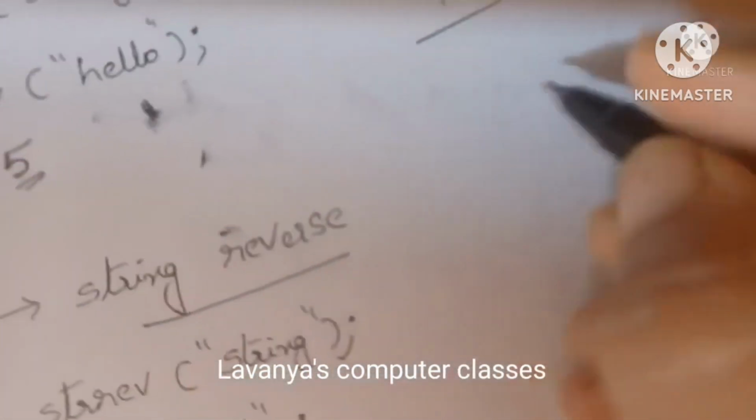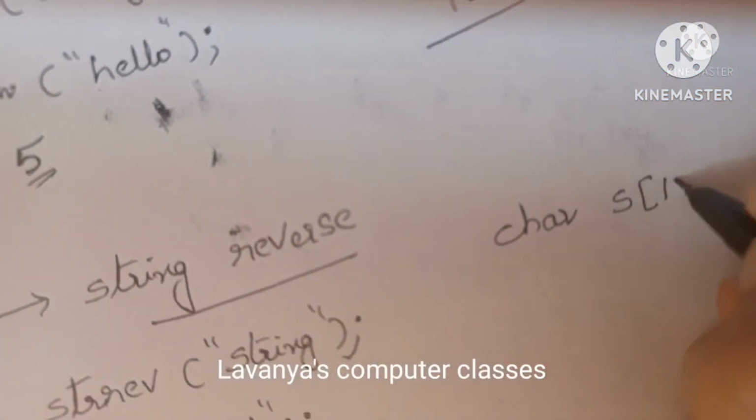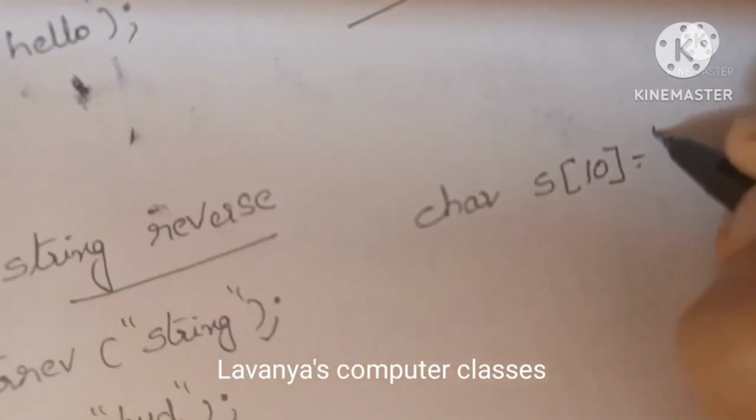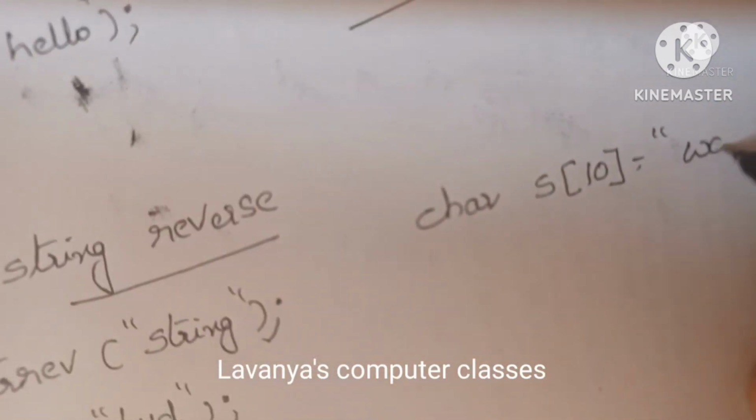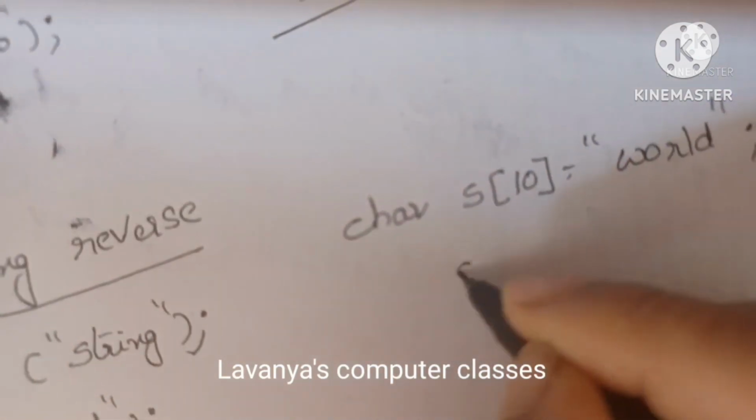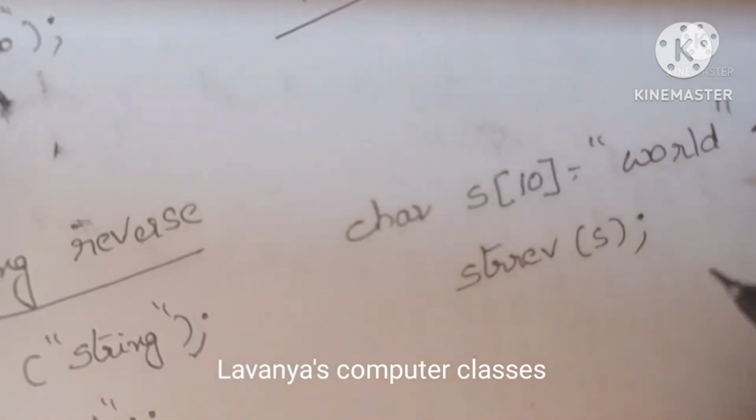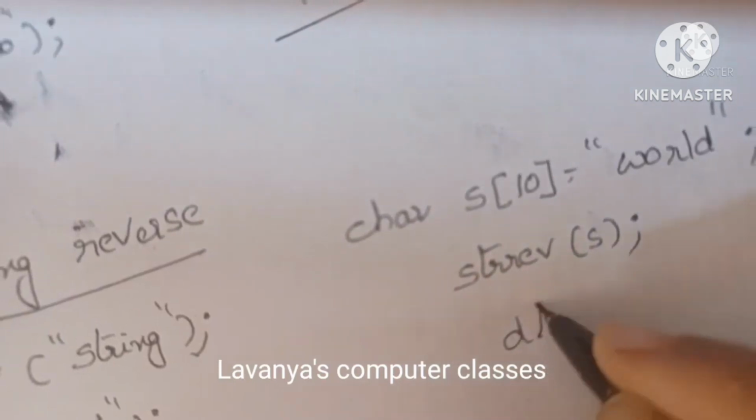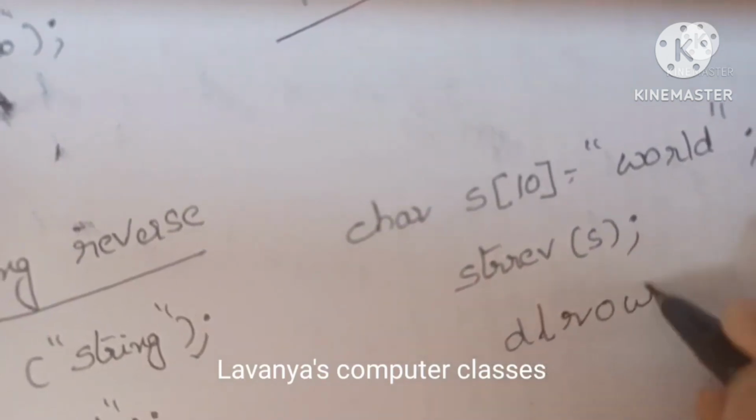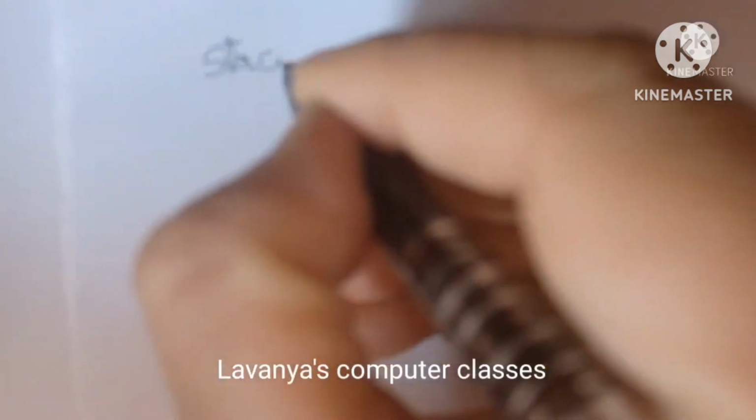So what words are coming? HYD comes in reverse order: DYH. Otherwise, one more example. Character because string data type. Variable name is s. Size is 10. In this I store the value world. So what is the value of s now? s is world. Now I am using strrev of s. What is the reverse of s? s has the value world, so world is printed in reverse order. Okay, so this is the working of the string reverse function.